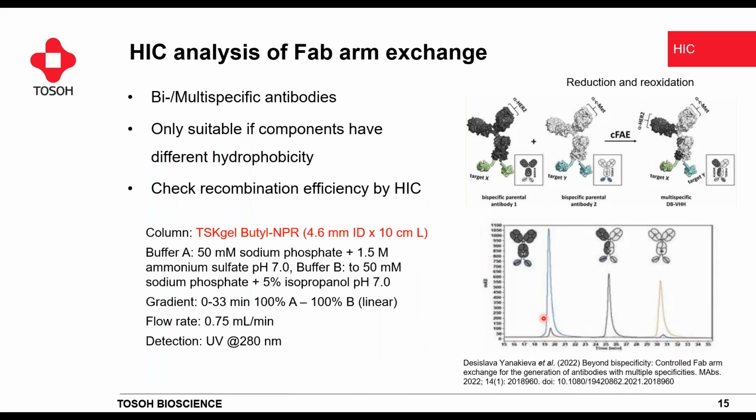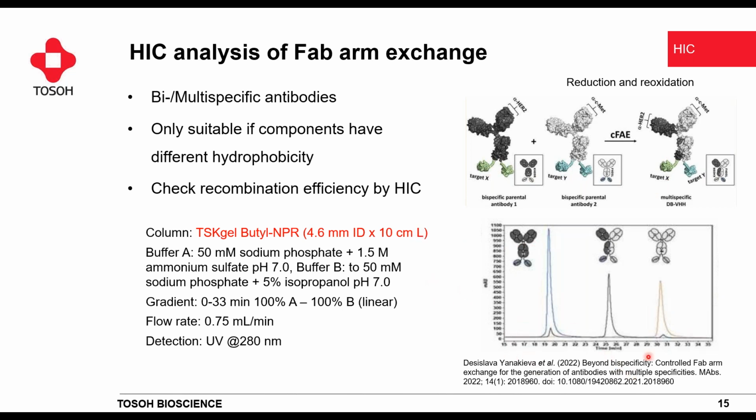Another example for HIC is if you have the idea of exchanging Fab arms of your antibody. There are cases where you have bispecific antibodies that you're matching, and then you want to end up with a multispecific antibody, just as an example. Of course, it is only suitable to use HIC there if you have different hydrophobicities in your sample, because if they're all the same, you won't see any differences.